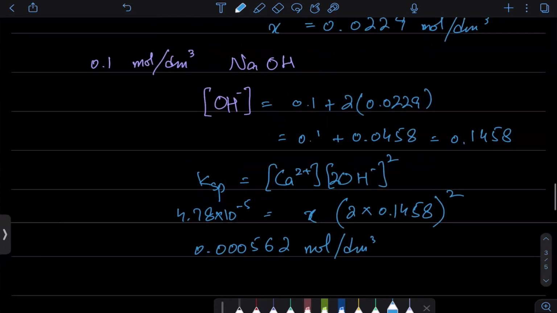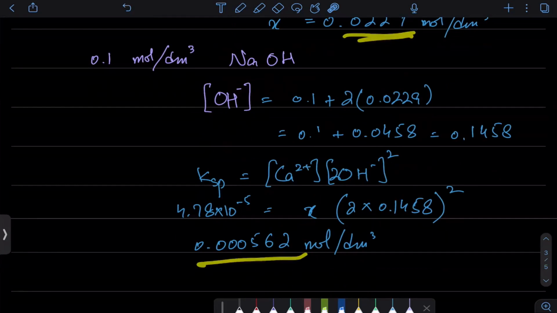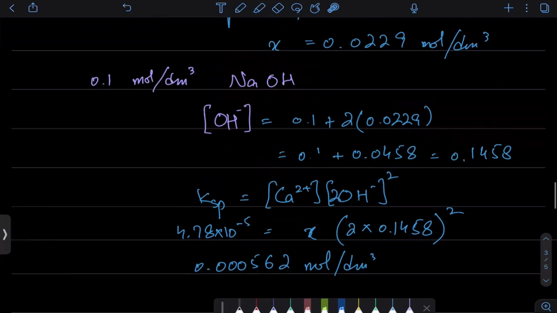If you notice, we had this much and now we have this much. It has reduced by a factor of more than 100. Not a factor of 100 actually. If I take their ratio, 0.0229 divided by this comes out to be almost 41. That means its solubility reduced 41 times. That's insane. That's a very, very high factor just by adding a small amount of sodium hydroxide.